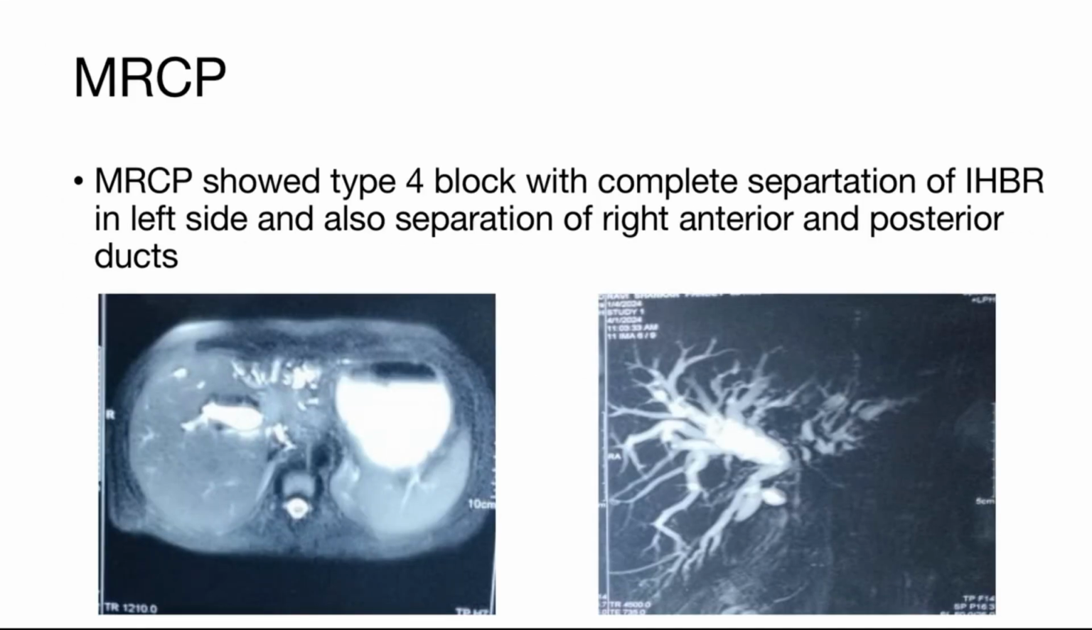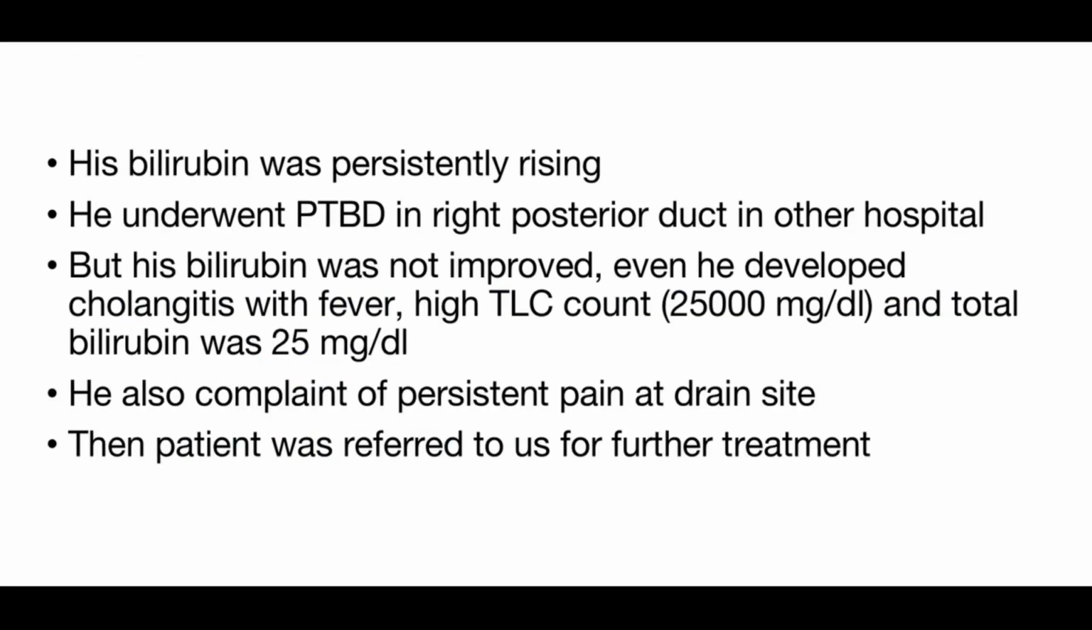MRCP showed a type 4 block with complete separation of the IHBR on the left side and also separation of the right anterior and posterior ducts. He underwent PTBD in the right posterior duct in the hospital, but his bilirubin did not improve. He even developed cholangitis. He also complained of persistent pain at the drain site. Then the patient was referred to us for further management.